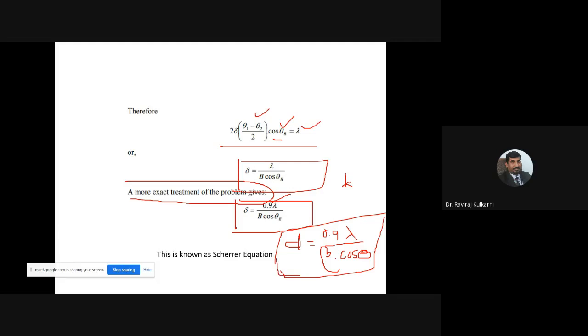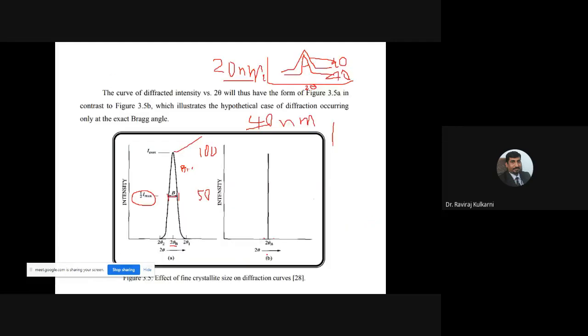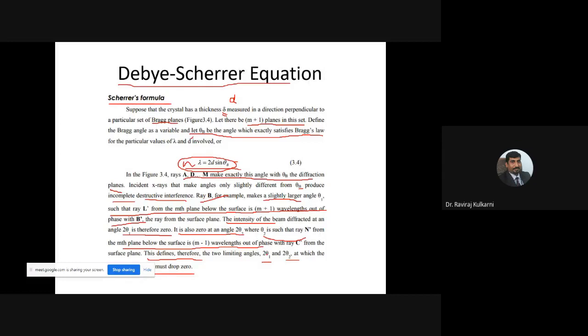This is a well-known equation, known as the Scherrer equation. We will solve one or two numericals on this equation. What you should do is just go through this derivation and you will understand. Whatever I am discussing today, go through this video and also try to practice this. The Scherrer equation is usually asked in the examination, and numericals on it will also be asked. It is also known as the Debye-Scherrer equation, because Debye modified it.